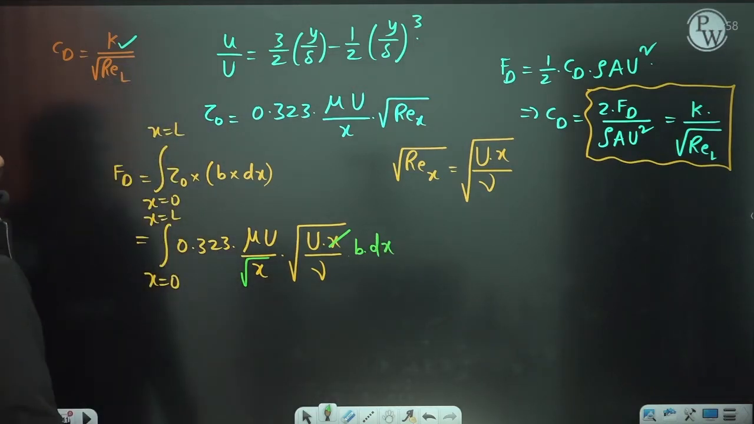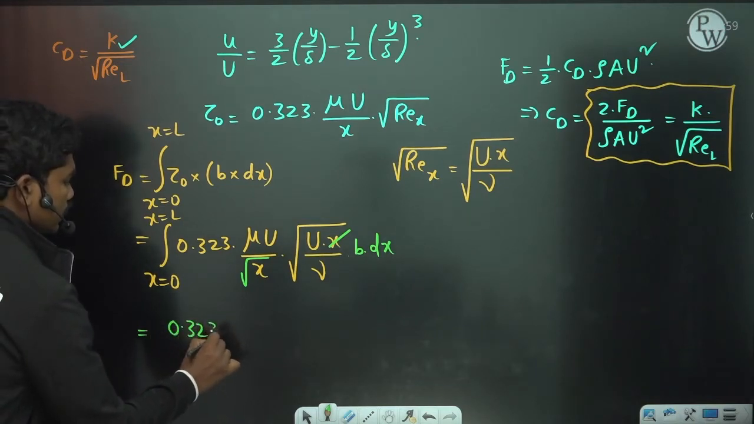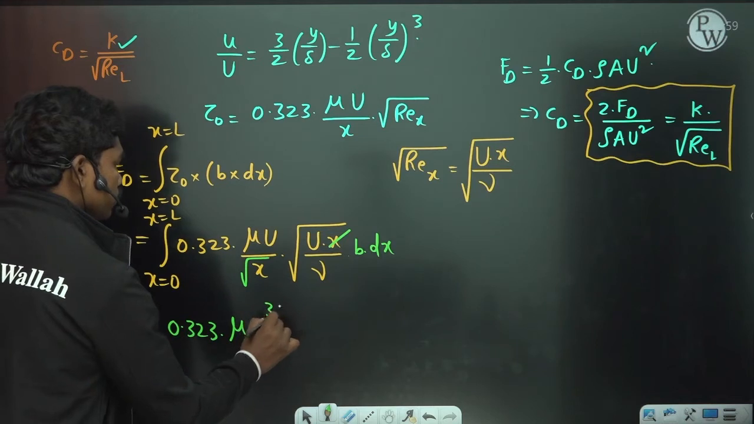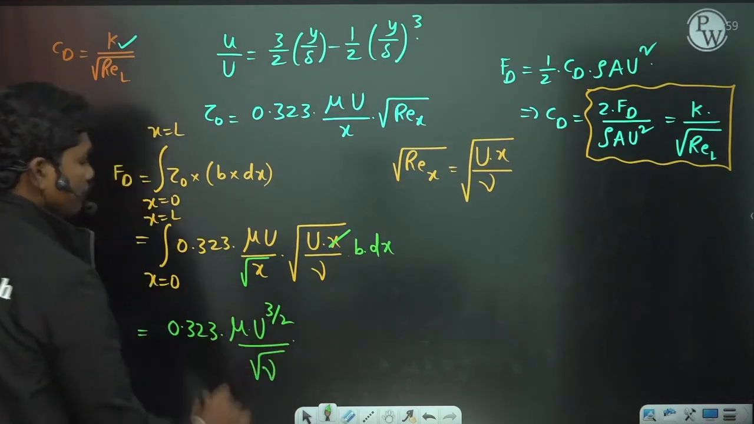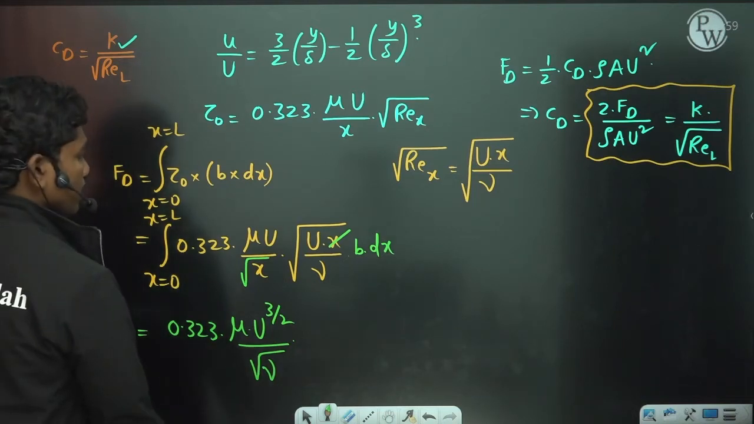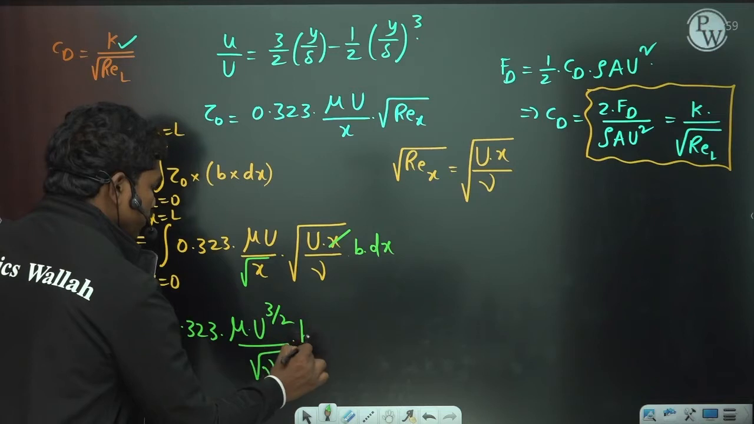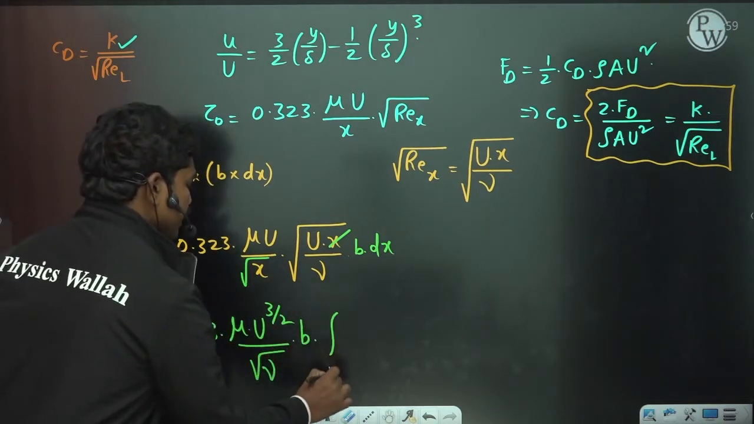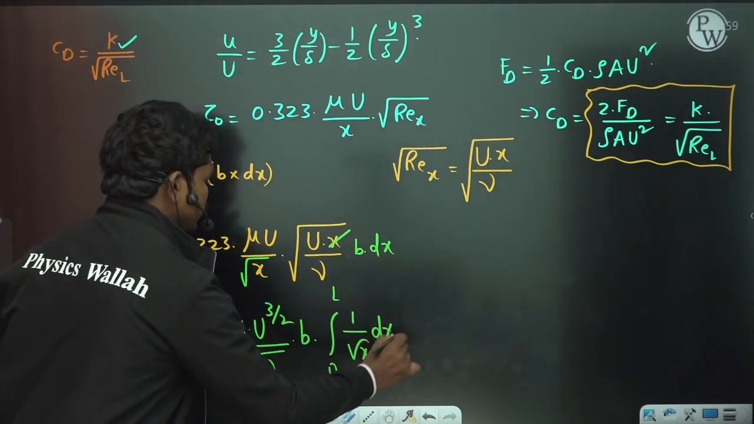Okay, so let us substitute this expression. If you substitute, 0.323 is constant, this mu u power 3 by 2 by square root of this kinematic viscosity, into b, which is also constant, so integral 0 to L of 1 by root x dx. So this is the value here.